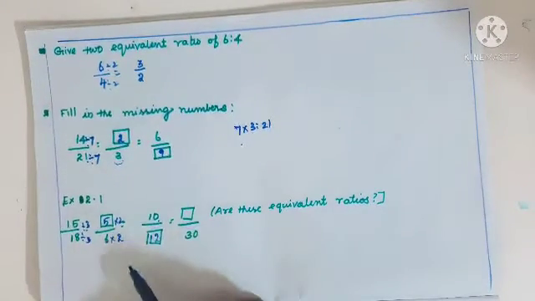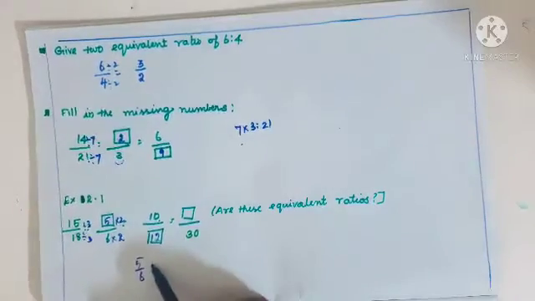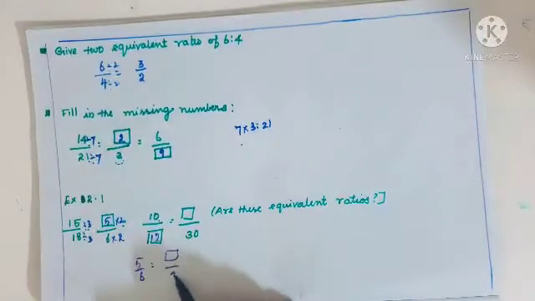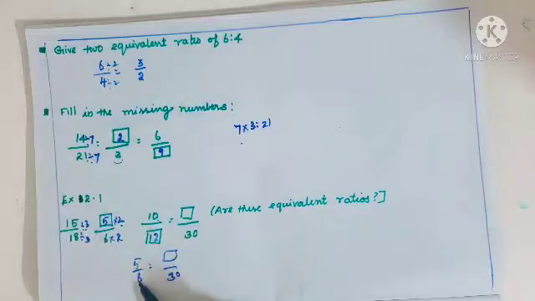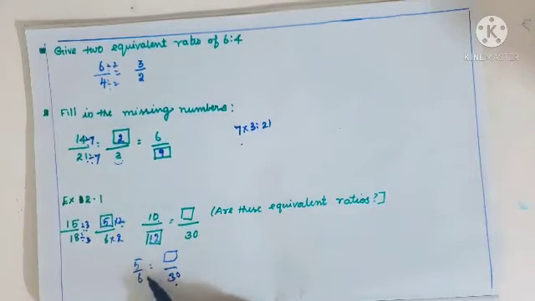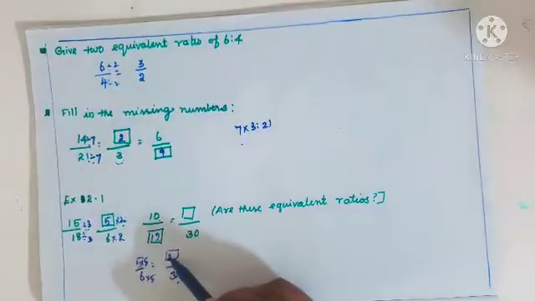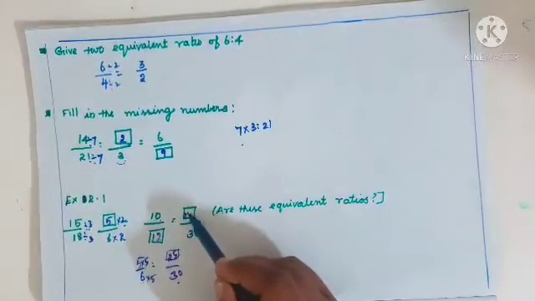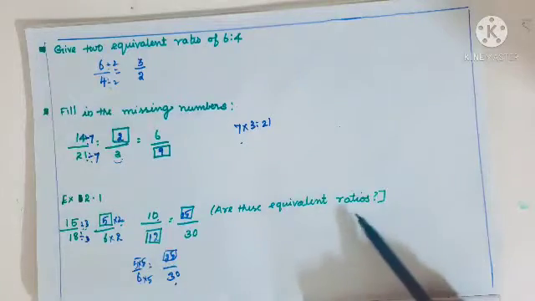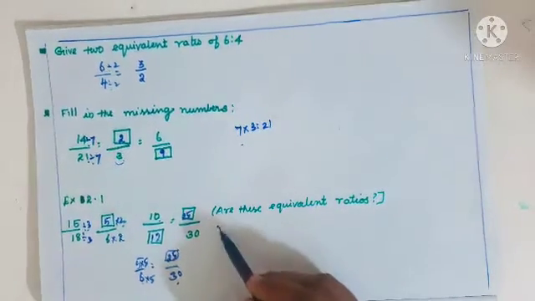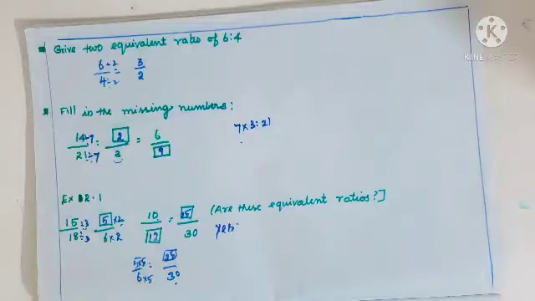So consider this 5 by 6, that is equal to box by 30. Isn't it here? So now you can see 6 how many times is 30? 6 5s are 30. So 5 5s are 25. So answer is 25 by 30. So are these equivalent ratios? Yes, it is. Answer is yes. Okay, dear. I hope you can understand this.